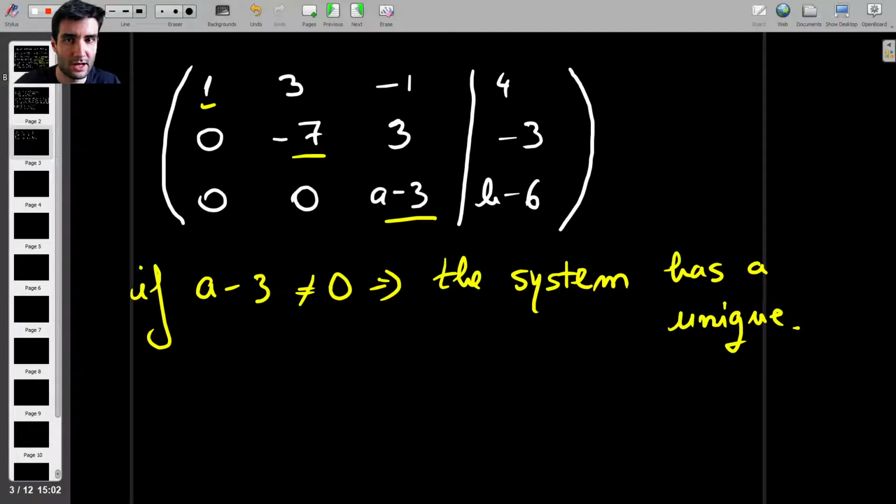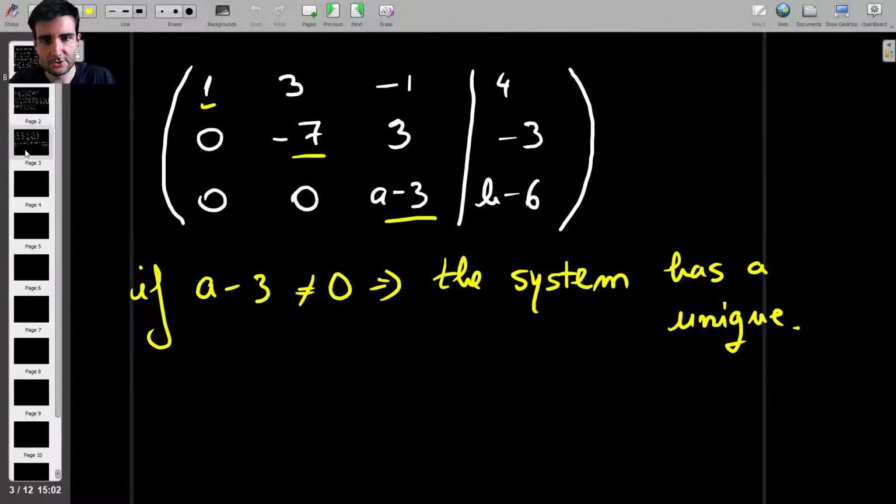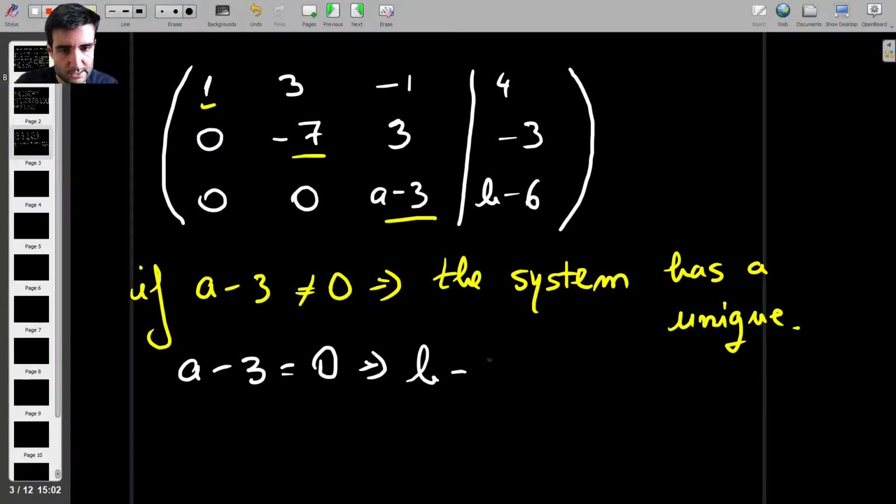We want the system to have no solutions, because the question is asking us what are a and b such that the three planes don't have any points of intersection. So let's look at the case when a minus 3 is actually equal to 0. If a minus 3 is 0, and b minus 6 is also equal to 0, then the system is compatible, but it's indeterminate, so it actually has an infinite number of solutions.